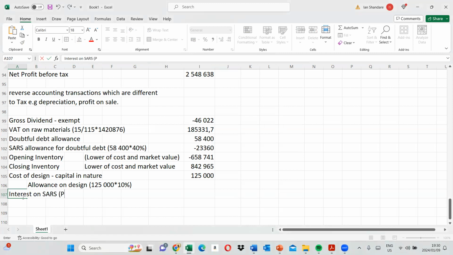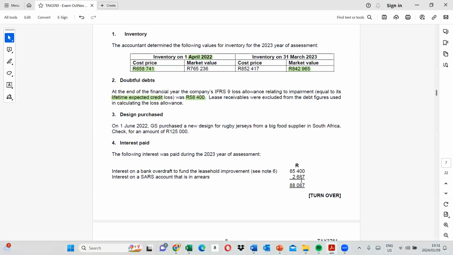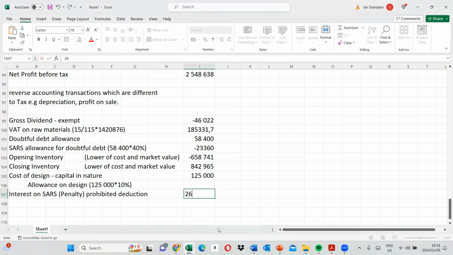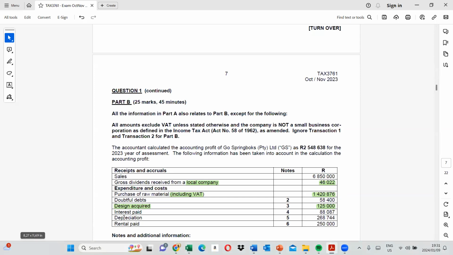So now, interest on SARS, right? That's a penalty. Right, so the penalties now, they're what we call a prohibited deduction. So in this case, remember, fines and penalties are prohibited deductions. SARS was not going to grant you the deduction, so you have to add it back. So you have 2687, which is sitting in as a prohibited deduction. Right, that's what we have, and then depreciation.